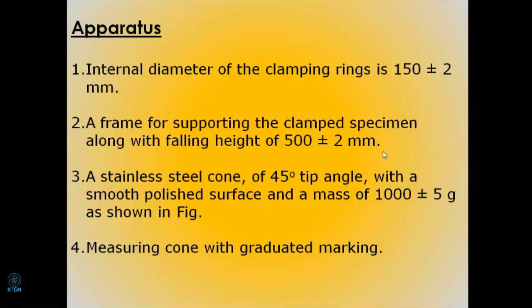This is called internal calibration of the equipment. Then we have to apply a smooth polished surface in a mass of 1000 plus minus 5 gram. Plus minus 5 gram means it should not be more than either plus 5 gram or minus 5 gram, means 950 to 1005 gram weight. Only this permissible variation is allowed, otherwise your mass is not correct, so you have to change it. So these kinds of minute things you have to keep in mind while performing the test.